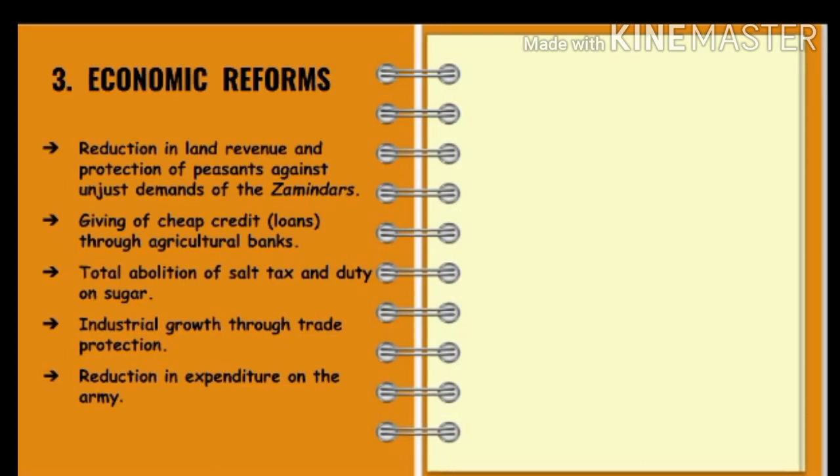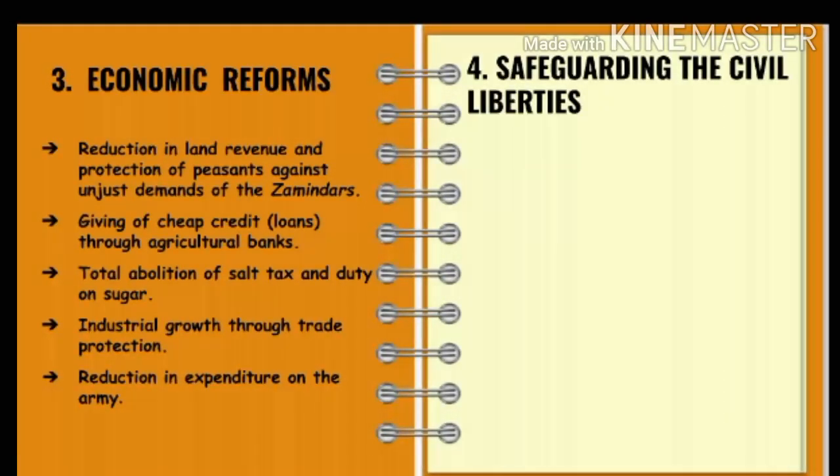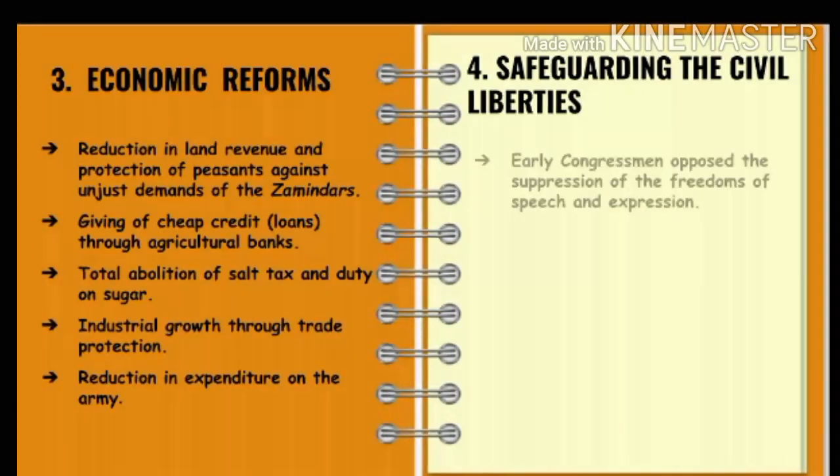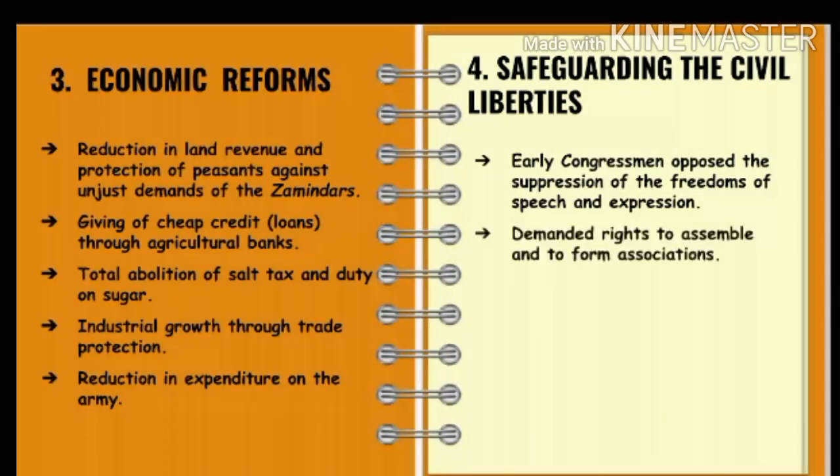They also demanded the reduction in the expenditure of the army and that the money should be spent on social services. Safeguarding the civil liberties. Under the civil liberties, the early congressmen opposed the suppression of the freedom of speech and expression and demanded rights to assemble and form associations.